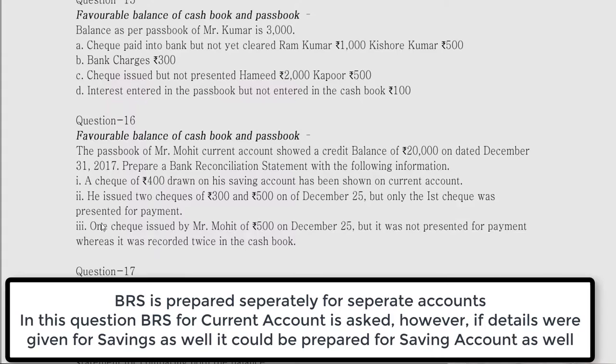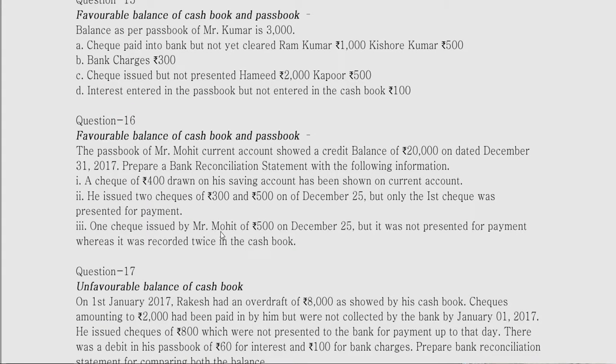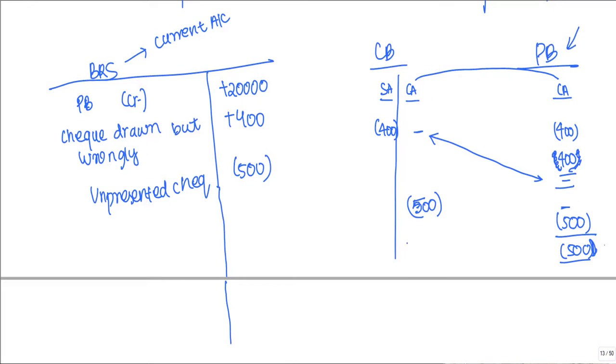Okay, the next point is check issued by Mr. Mohit, 500 rupees on December 25. It was not presented for payment, whereas it was recorded twice in the cash book. So in the cash book, I was expecting 1000 as the deduction, where nothing was mentioned here. So just to make things equal, because cash passbook is the starting point, we'll just subtract 1000 from here as well, so that both sides can become equal.